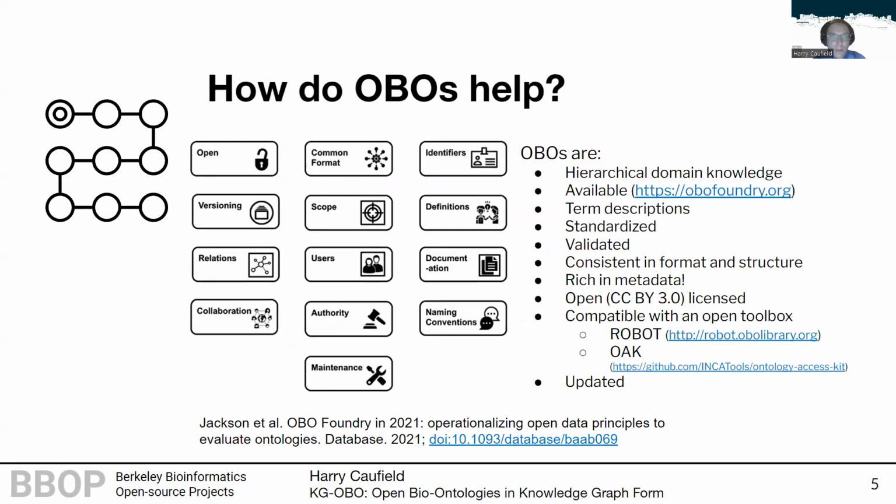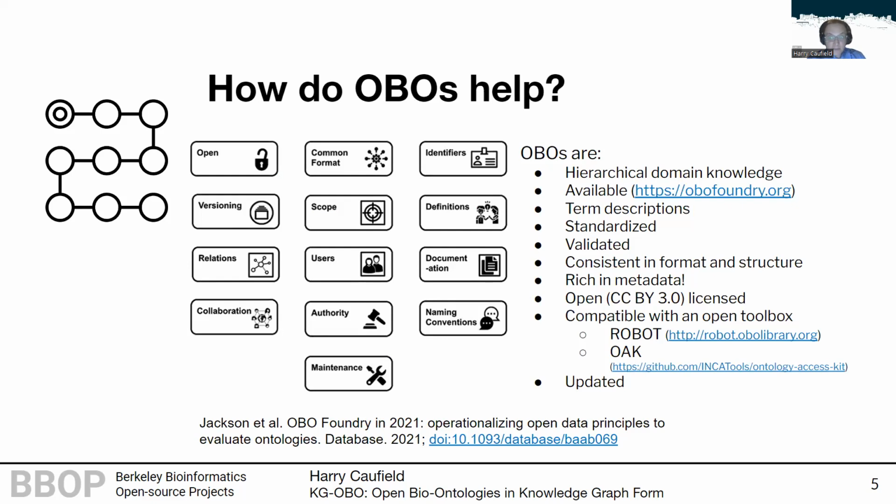So how do these open bio-ontologies help? OBOs are great because they're a source of hierarchical domain knowledge. They're openly available from obofoundry.org if you're not familiar. I suggest visiting as soon as you can. There are term descriptions. These are often highly standardized. They're curated, they're validated, and they're very consistent in format and structure, which is not only convenient but more or less essential for consistently using multiple ontologies within the same context.